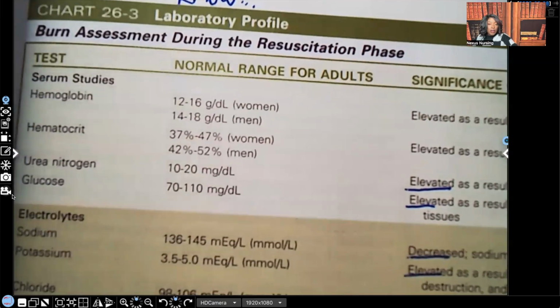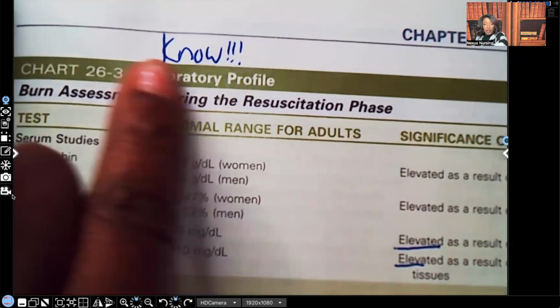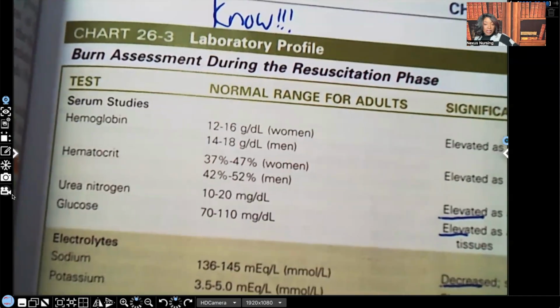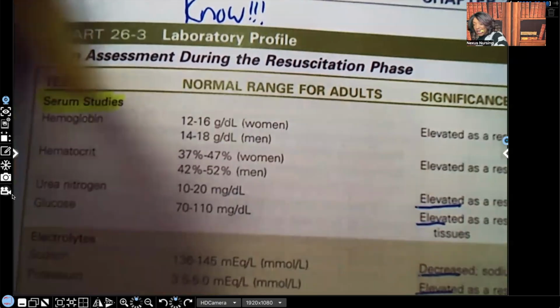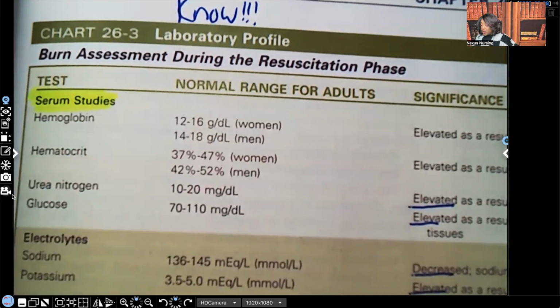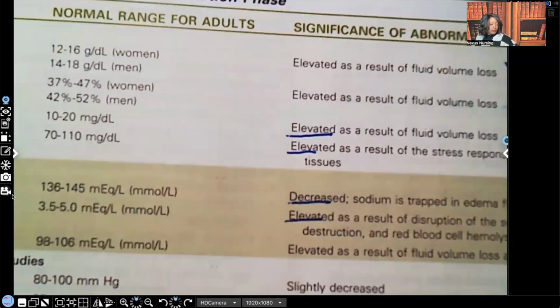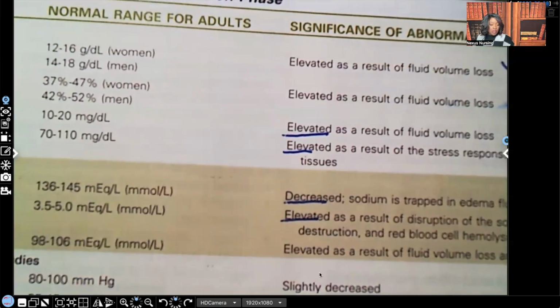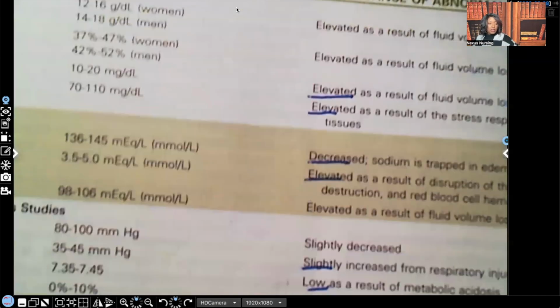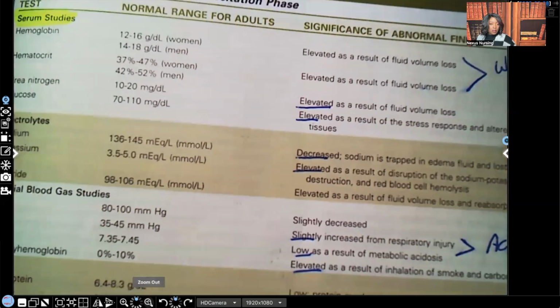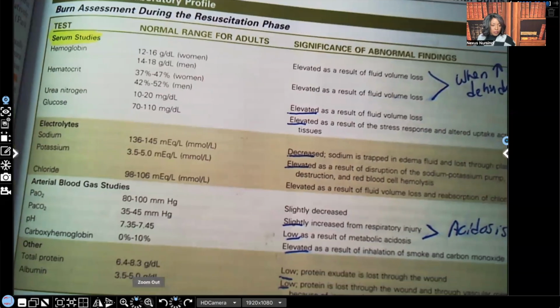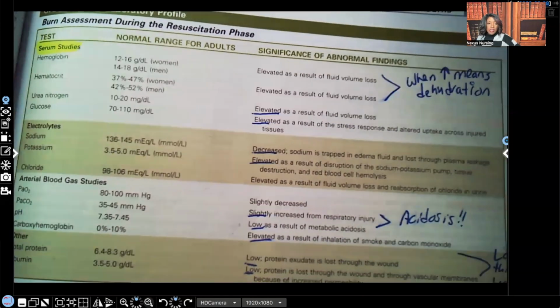Burn assessment during resuscitation phase. And you see, I said you better know with 3 exclamation marks, so you know it's important. Let's talk about the serum studies first, okay? We're right here. What is important to know about the serum studies? Let me make it smaller so you can see. There we go. So, serum studies.